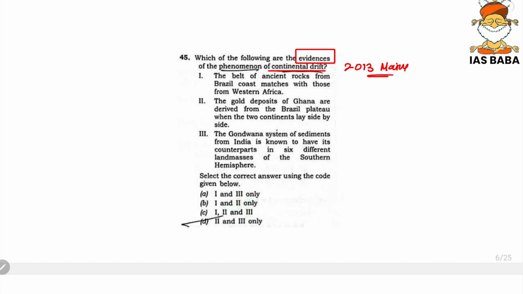A very simple theory it is, and the question is with respect to the evidence of the phenomenon of continental drift. Statement 1, the belt of ancient rocks from the Brazil coast matches with those of Western Africa. This is absolutely true evidence. Second is the gold deposits of Ghana are derived from the Brazil plateau when the two continents lay side by side. This is also true. And the Gondwana system of sediments from India is known to have its counterparts in 6 different landmasses of the southern hemisphere. This is true as well.